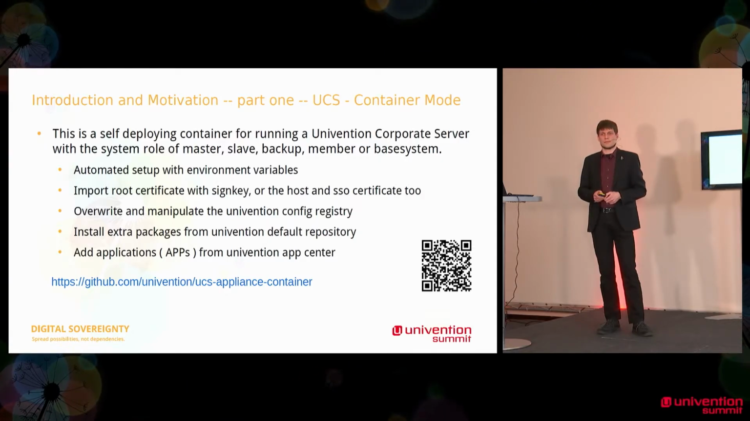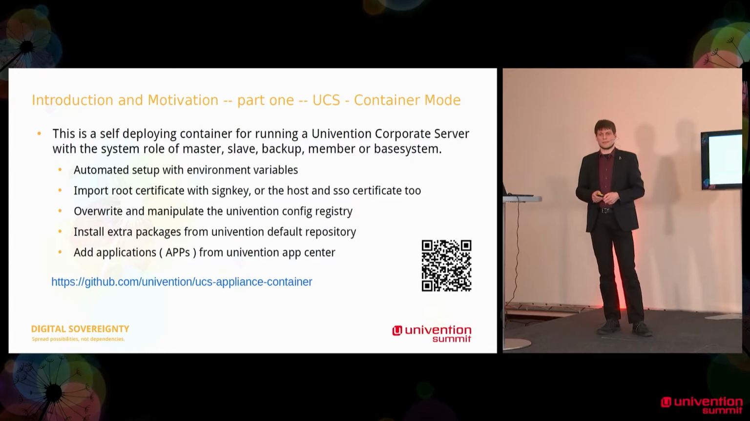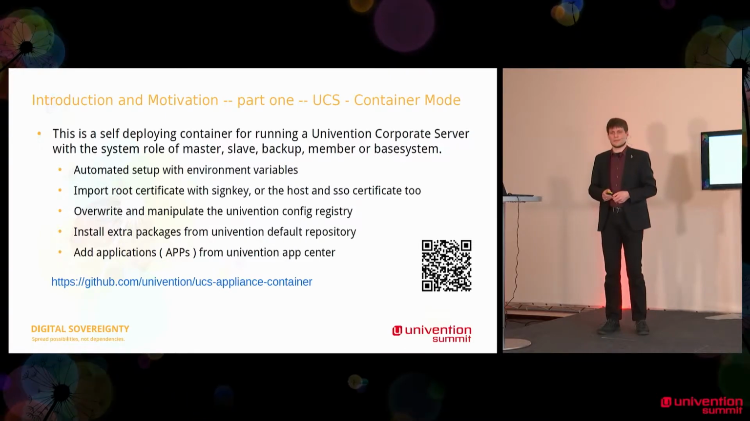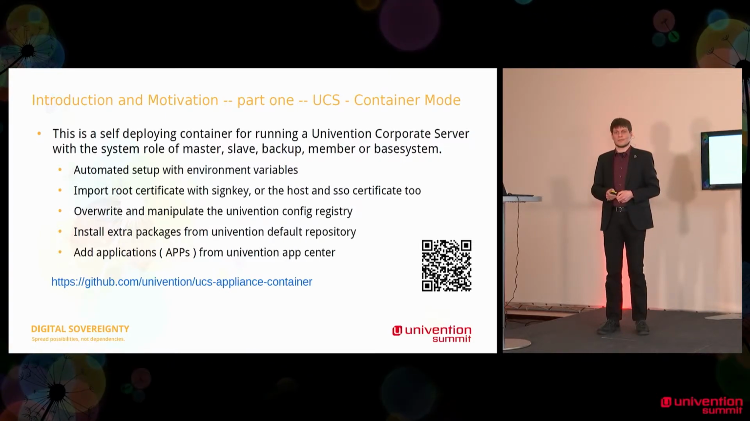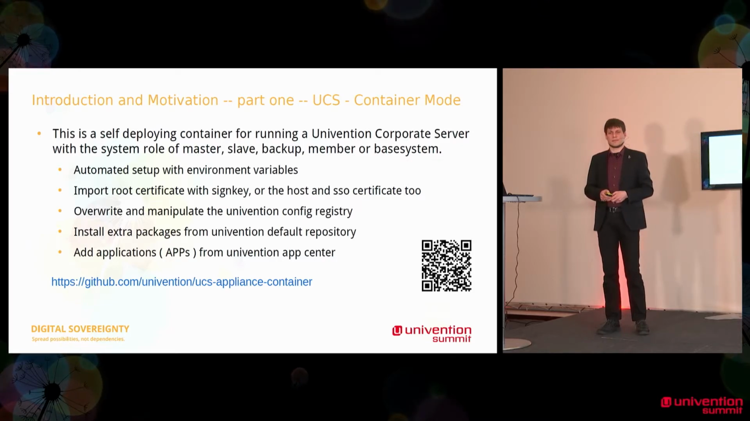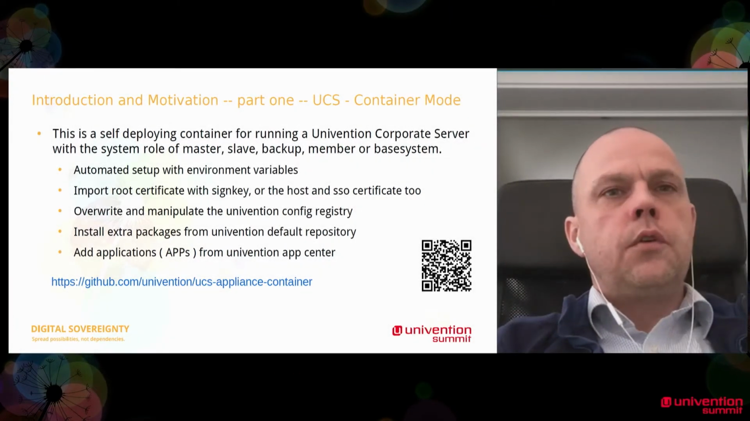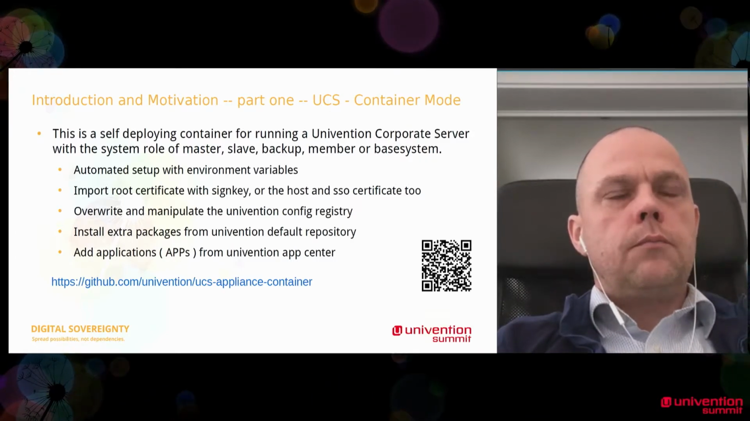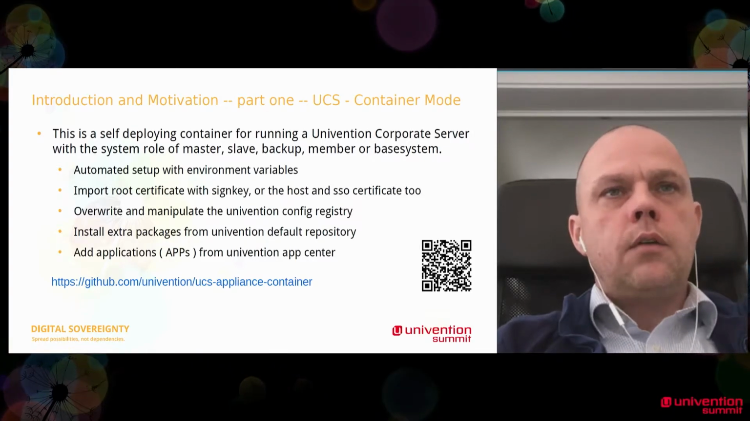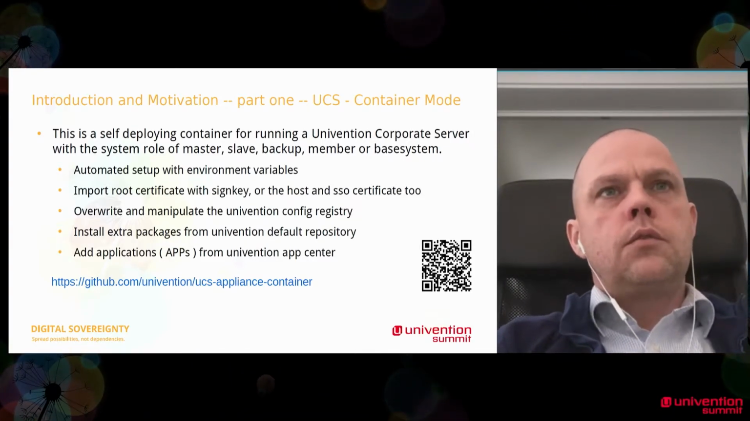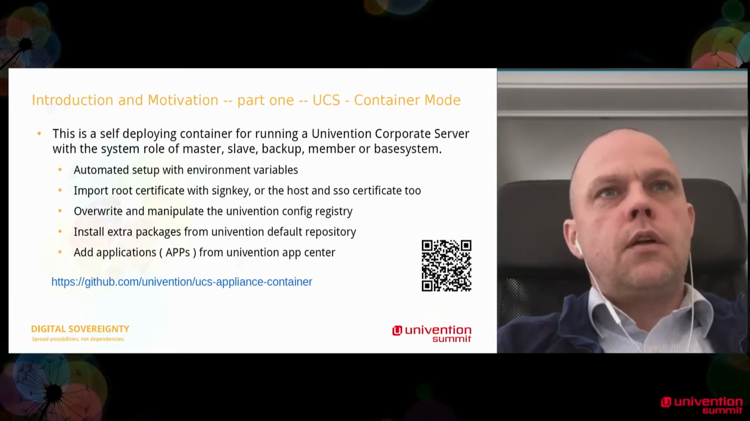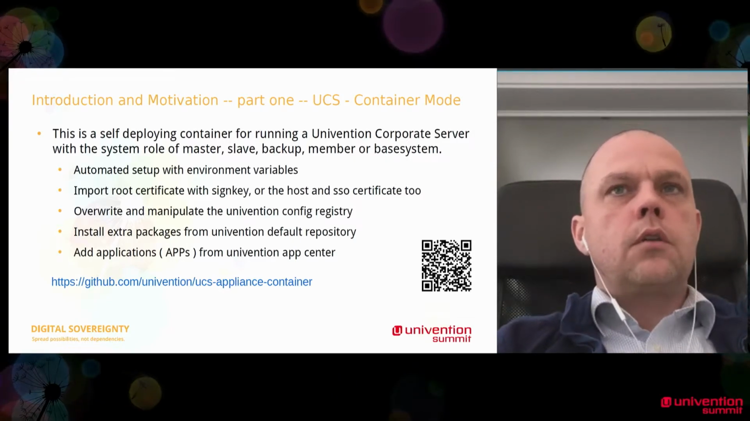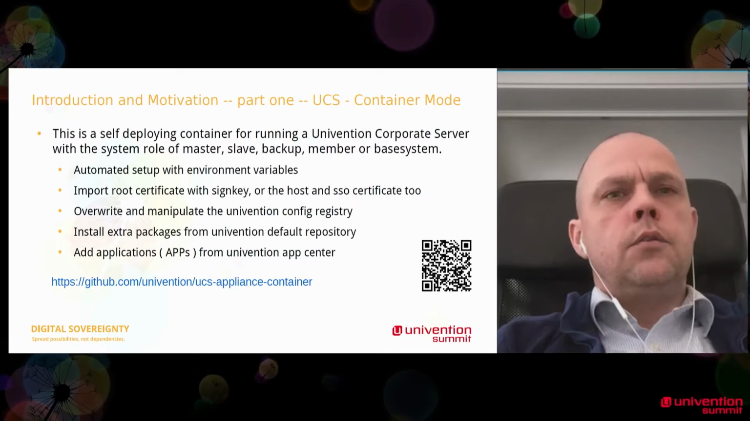We are moving on to introduction and motivation. So it says here, this is a self-deploying container for running a Univention Corporate Server with a system role of master, slave, backup, member, or base system. What can we do here? We can run an automated setup with environment variables. We can also import certificates, at least the root certificate with sign key. Optionally, the host and SSO certificates. If you want to do that, you can do that.